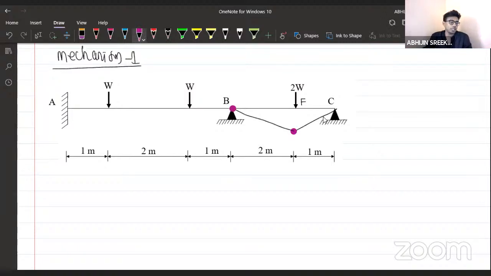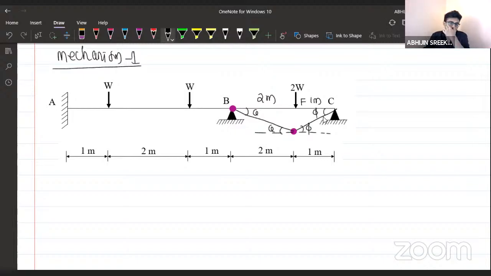One hinge will be formed there, another hinge will be formed there. And of course, I need to calculate the collapse load. Follow this procedure to calculate the collapse load. This is 2 meter and this is 1 meter. I'm going to take this angle as theta, and this angle as theta. Here I'm taking it as phi, and here also phi.